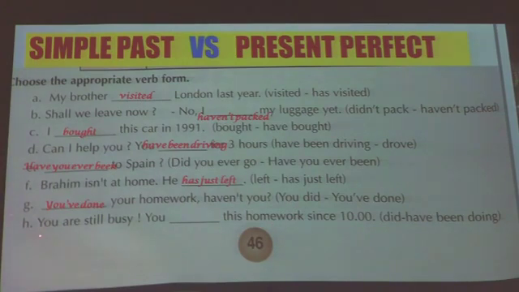This here, H, you are still busy, you have been doing, which means you were busy, you have been doing this homework since, and the indicator here is since 10. Yes, so let's see something else.